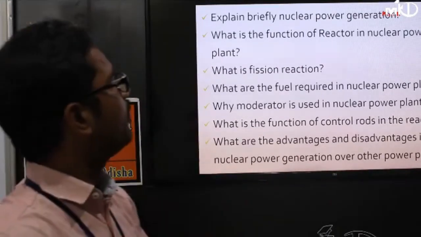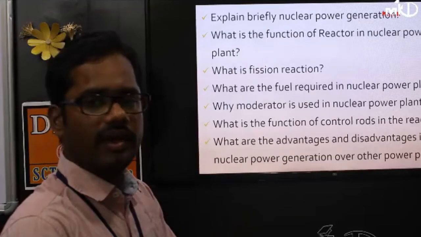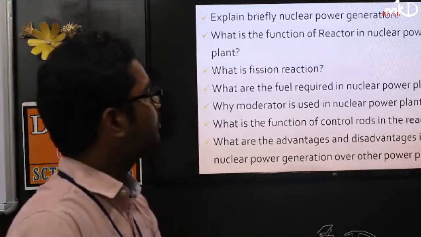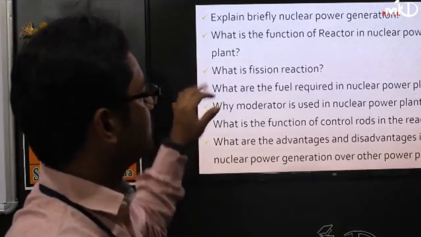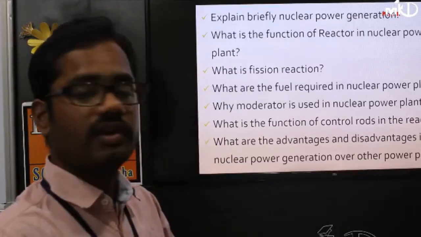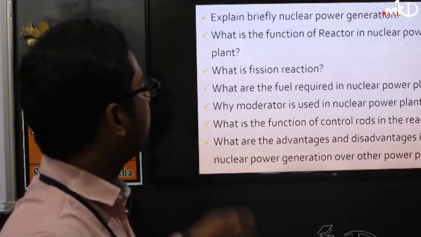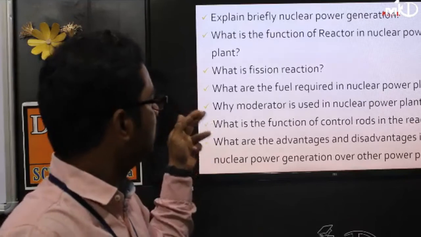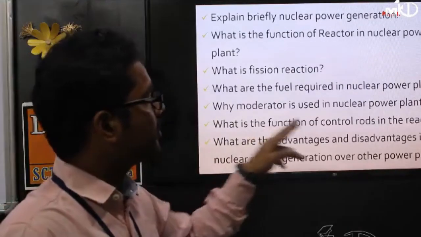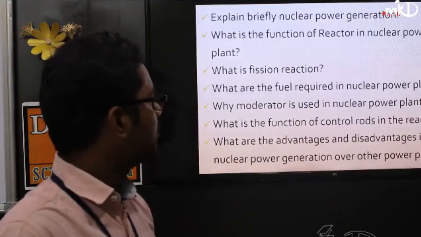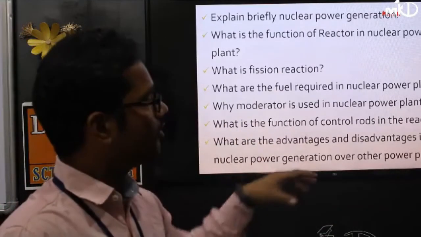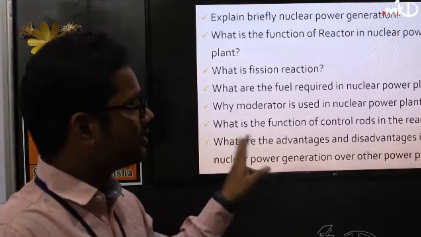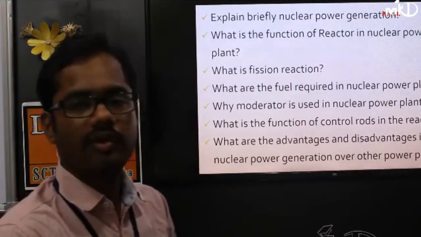Briefly explain nuclear power generation. Then function of a nuclear reactor. This is the most important thing; a short note on it comes regularly in your semester exam. Then what is a fusion reaction? It is a 2-mark question. What are the fuels required for a nuclear power plant? It has already been covered: uranium and thorium. Then requirement of a moderator, why it is used in a power plant. Then function of control rods, these are your controlling systems. Then advantages and disadvantages of a nuclear power plant.